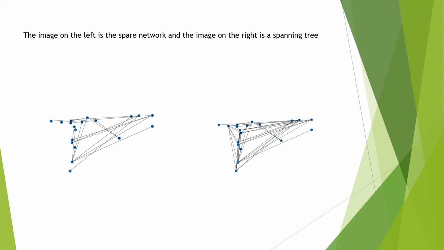And then from that, I was able to create a sparse network using the Python programming language, which you can see in the image on your left. After that, I also developed a spanning tree, which is the image on the right.